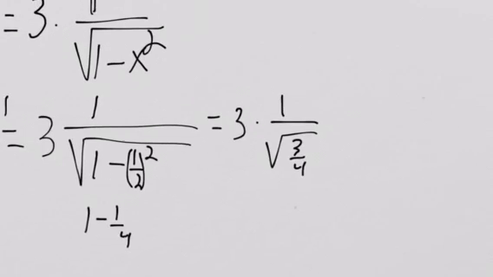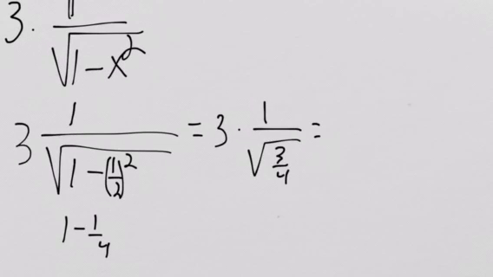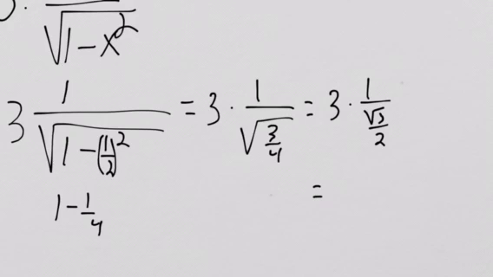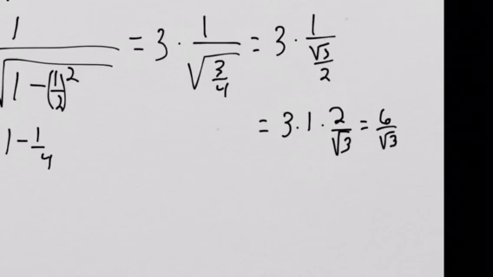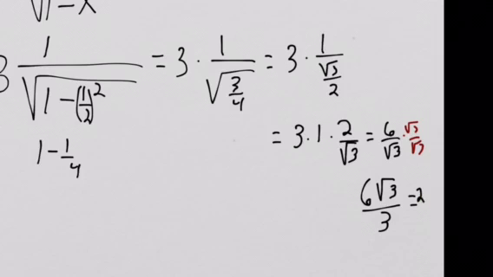Okay. So it may look like this is nasty, but there's more simplification we can do. This is 3 times 1 over square root 3 over 2. So what do we have? We have 3 times 1 times, multiply by the reciprocal to divide fractions, 2 over root 3, which is going to give me 6 over root 3. And then last little thing here we can do is multiply by root 3 over root 3. So that's going to give me 6 root 3 over 3, which now simplifies to 2 root 3.